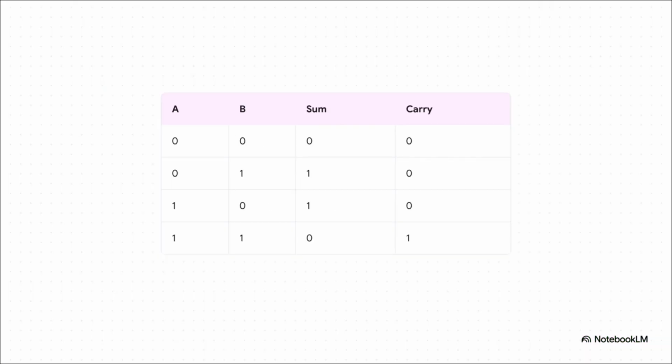Okay, let's start with a worked example of a half adder. Take a look at this truth table. Now, here is your first practice exercise. I want you to pause the explainer right now. Seriously, grab a pen and try to derive the Boolean expressions for the sum and the carry based entirely on this logic. Okay, let's see how you did.